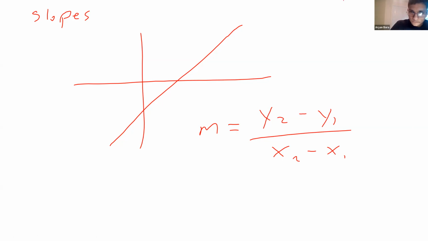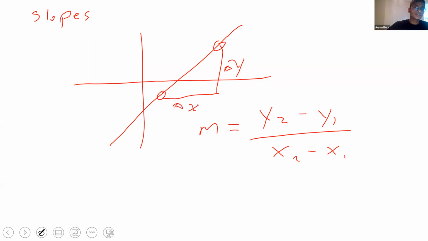Okay, so basically, it's just the change in y over the change in x, or as a lot of people like to call it, and me too, the rise over the run. Or from this point to this point, this line rises some value delta y, and this runs some value delta x. So it's just delta y over delta x. So that's the definition of slope.